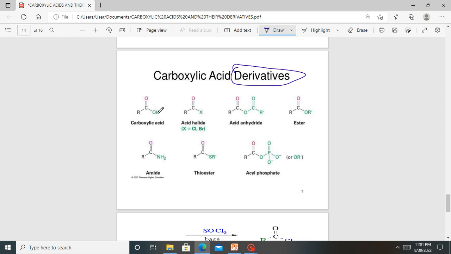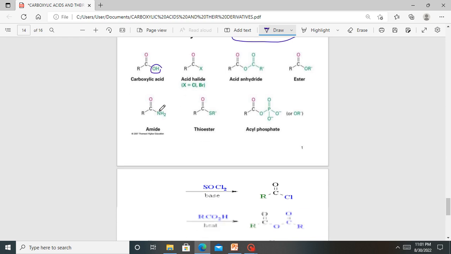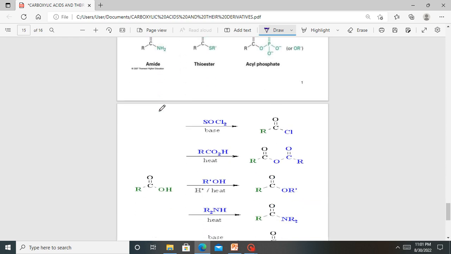Here you can see that the OH of the carboxylic acid has been replaced by the halogen here. Here it has been replaced by a carboxylate system. Here is an azide system. Here is an amine system. Here is a thiol group and a phosphate group. Because all these ones are used to replace the OH of carboxylic acid, we say they are derived from carboxylic acids, and therefore they are called carboxylic acid derivatives.